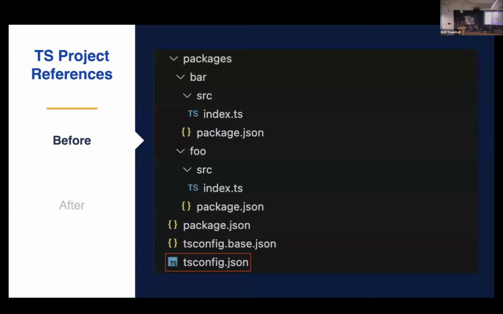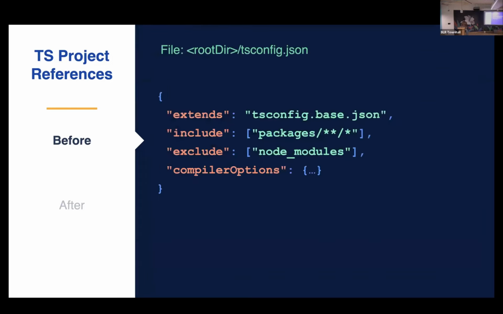So let's start with a traditional configuration of how TypeScript would have been configured. This is a sample monorepo. Here you can see there's just one tsconfig at the root of the repository. If you look at the config itself, you can see that it includes all the packages, it excludes node_modules, and it extends base.config for generic properties.